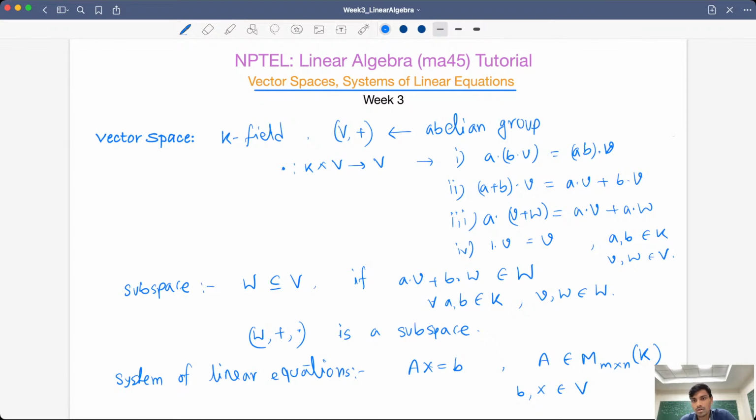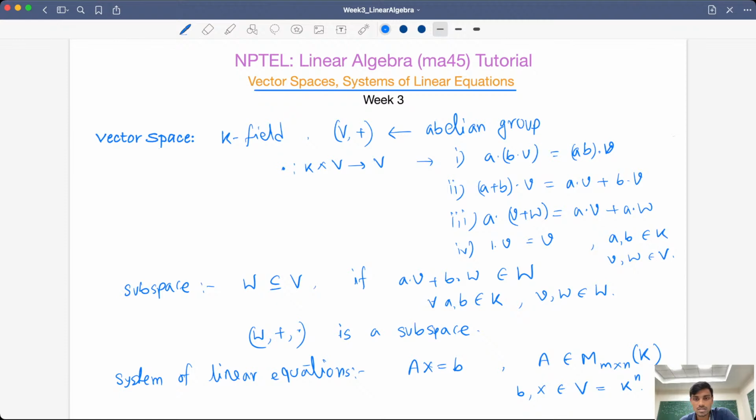In this case V is actually K power n. So Ax equal to B is a linear system of equations, where given A and B we want to find X such that the matrix equation Ax equal to B is satisfied.